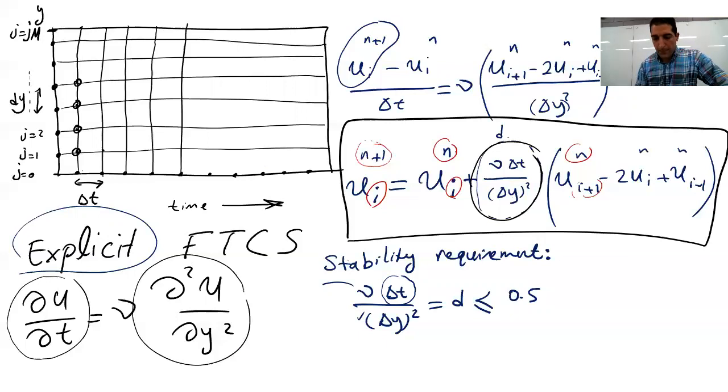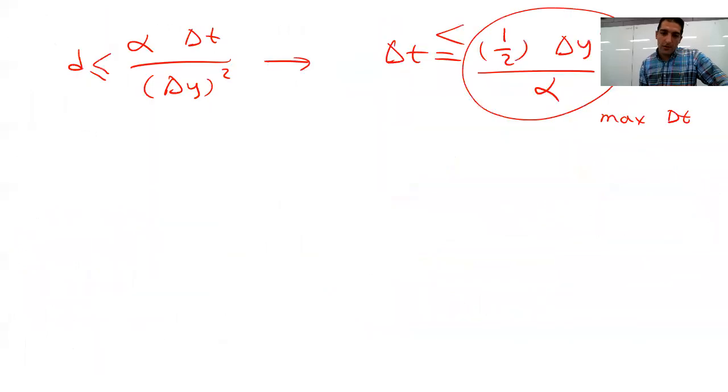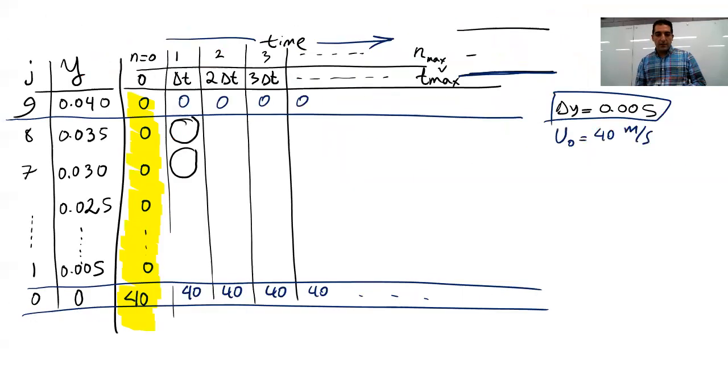So based on this, we show on delta T, I guess last session I did a better job in terms of this. So we said D, which is alpha delta T over delta Y squared, should be less than or equal to 0.5. Based on this, we find a maximum delta T, and we typically pick a delta T smaller than that. Now that I have a delta T which makes my solution stable, I go ahead and formulate for each cell.